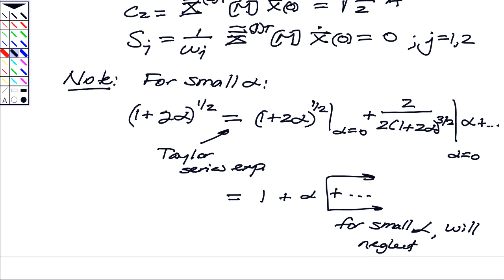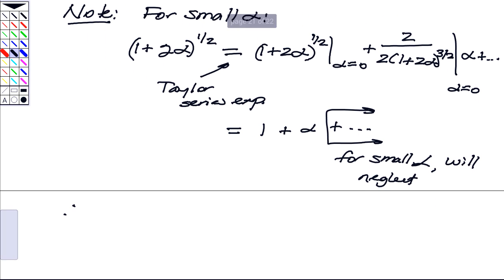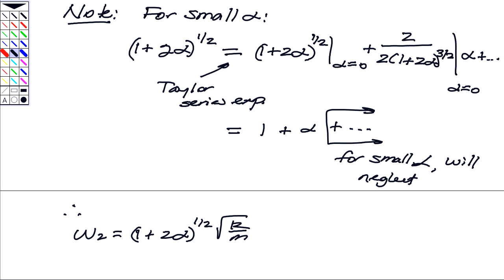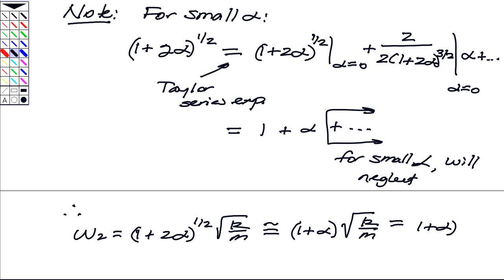What does that mean? Well, the reason for doing this is that we were looking at omega 2. Omega 2 was 1 plus 2 alpha raised to the 1/2 times the square root of k over m. So it looks like then omega 2 is approximately equal to 1 plus alpha times the square root of k over m, which is equal to 1 plus alpha times omega 1. So omega 2 differs from omega 1 by small proportionality. The two frequencies are close together.